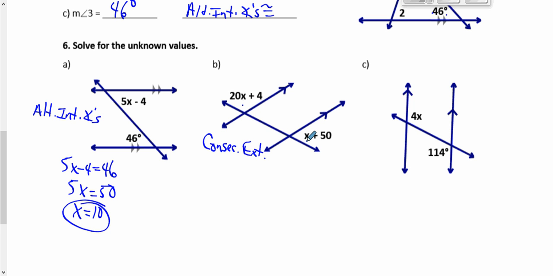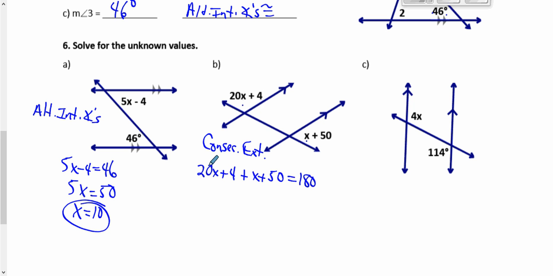What's my equation? 20x plus 4 plus x plus 50 equals 180. I know some of you probably wrote 2x or 20x. Whoops. Should be a 20 there. 20. Some of you may have written 20x plus 4 equals x plus 50. You see why now that's not the correct equation, right? Because we know that angle pair is supplementary if the lines are parallel.